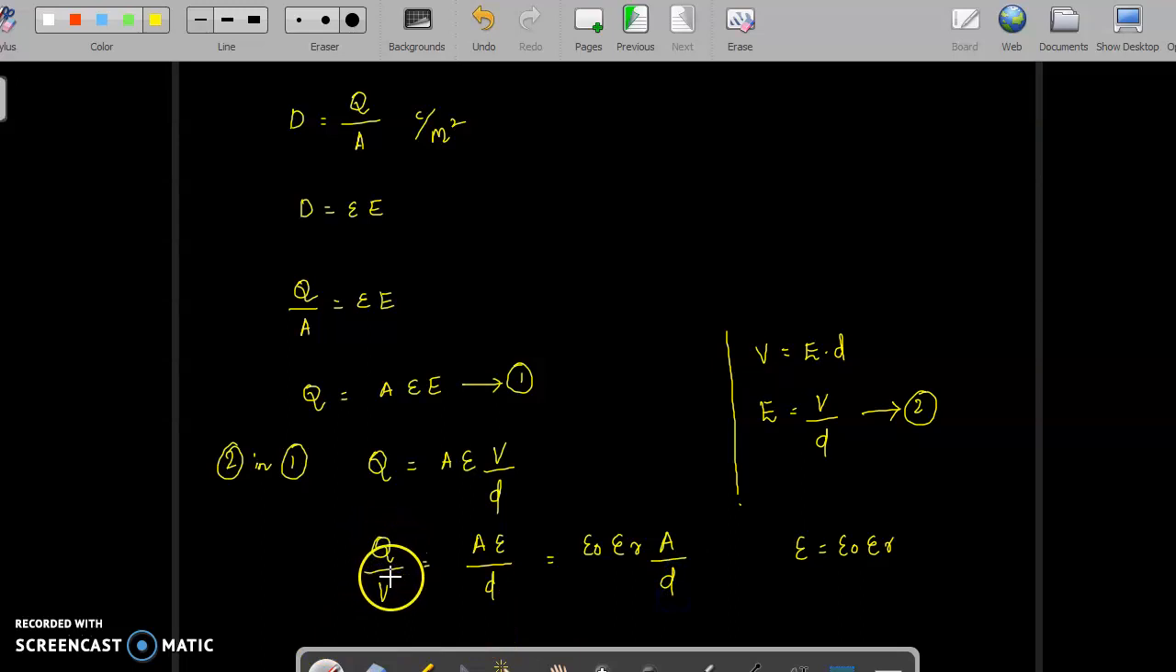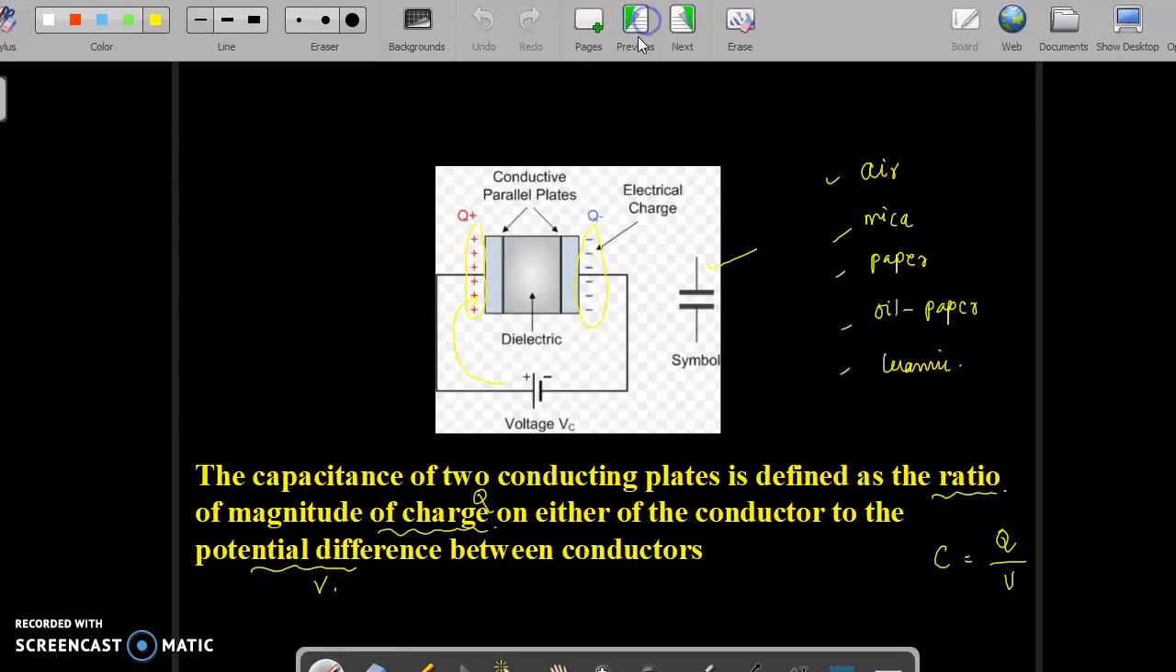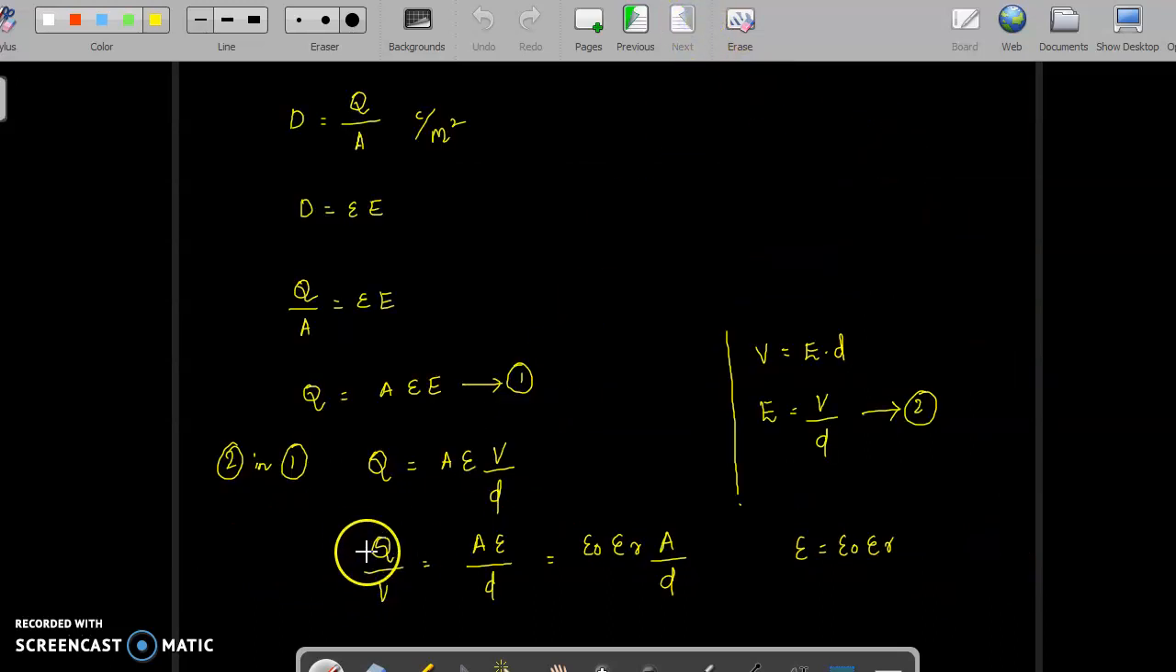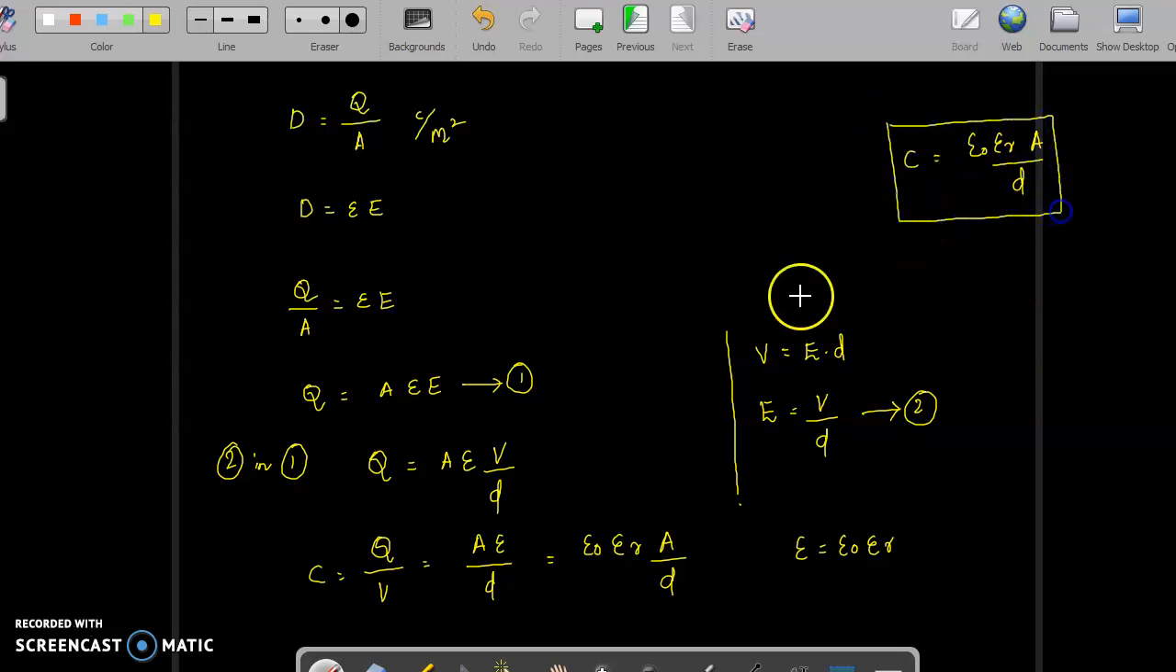See the charge to voltage ratio. It is defined as the capacitance, the ratio of the magnitude of charge on either of the conductors to the potential difference between the conductors. So C equals Q by V. So the final expression of C is epsilon naught epsilon R A by d. This is the capacitance of the parallel plate. The unit of this capacitance is farad.